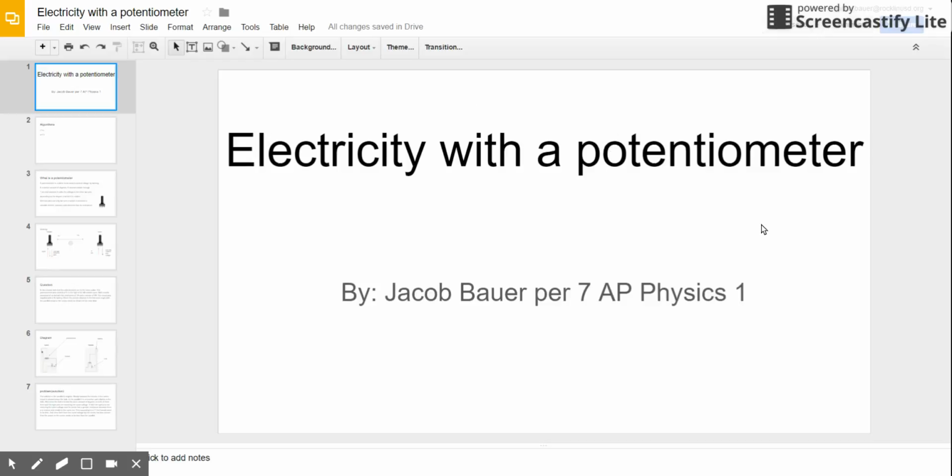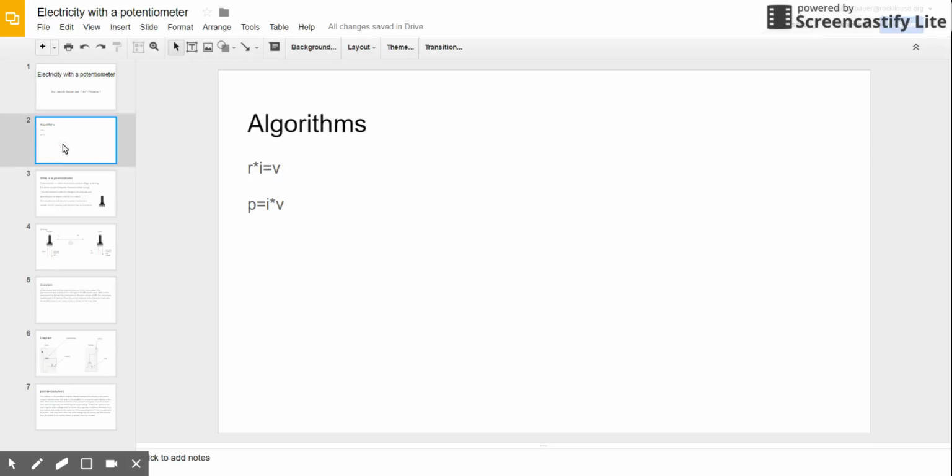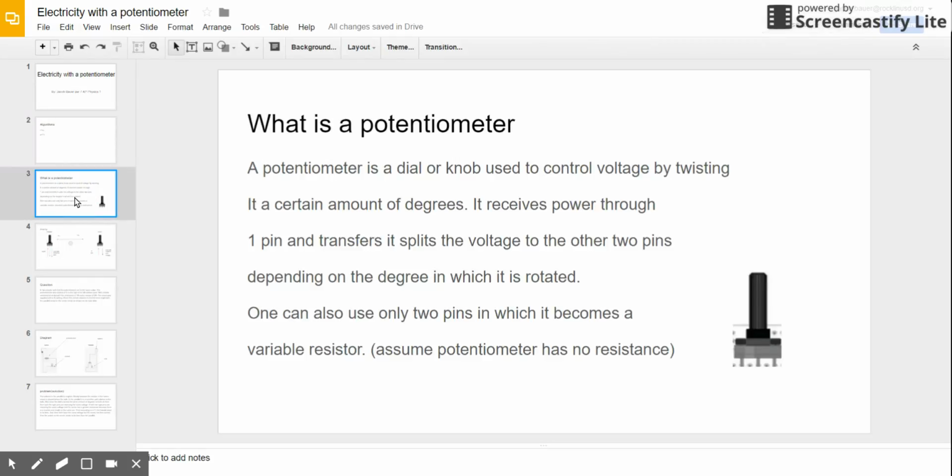This is electricity with a potentiometer. Here are some of the algorithms you will have to use, like resistance times the current equals the voltage, or the current times the voltage equals the power. First of all, what is a potentiometer?